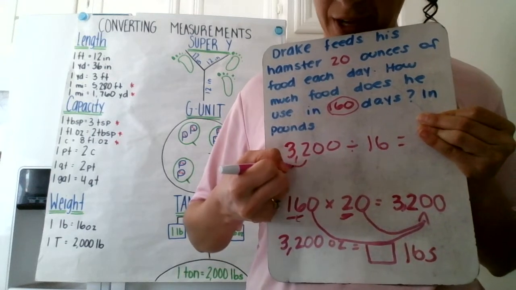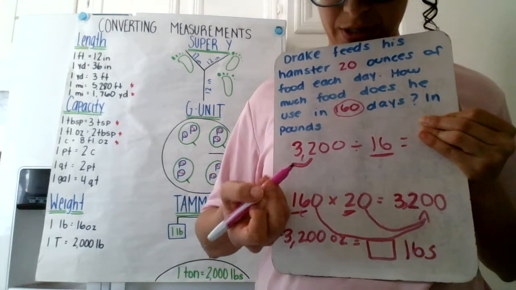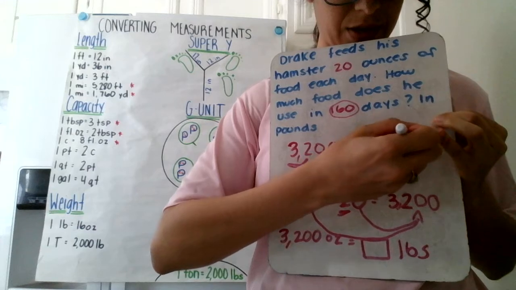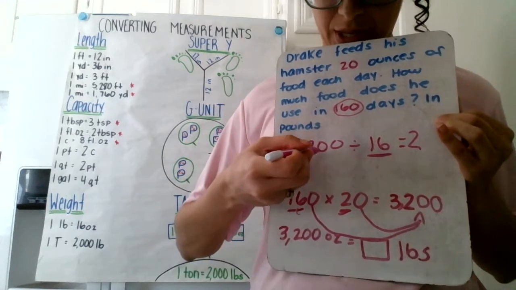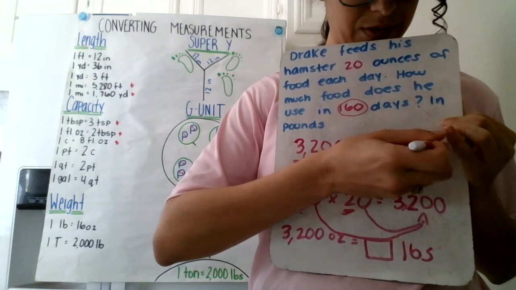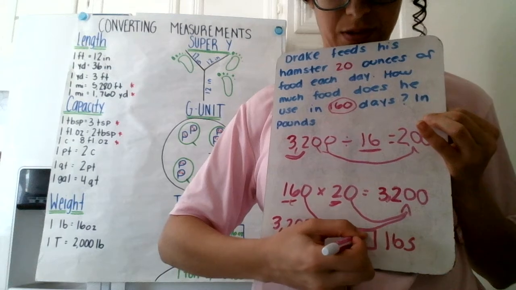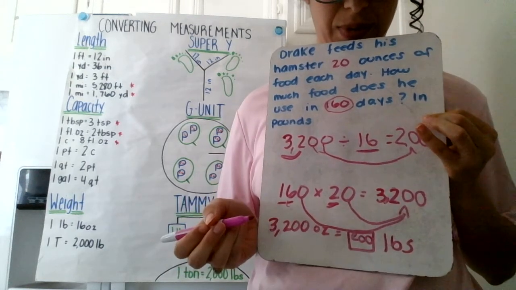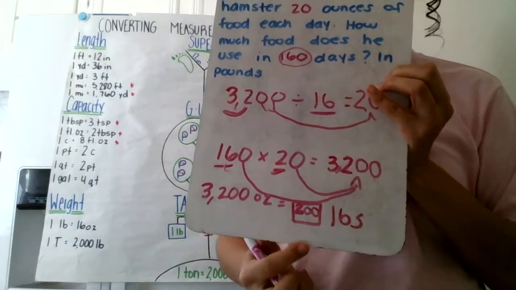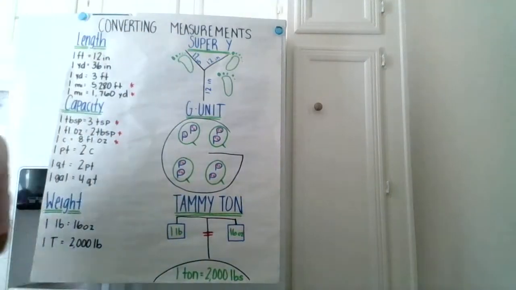So basic fact, divide 32 and 16. So what times 16 will give us 32? You should say 2. And then you're going to add these zeros. So your answer is going to be 200 pounds. Is that right? That's just really messy. 200 pounds. Okay, and last one.